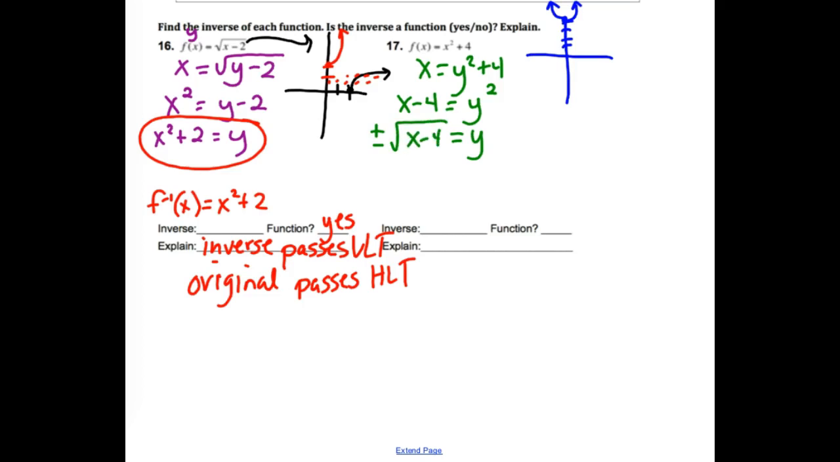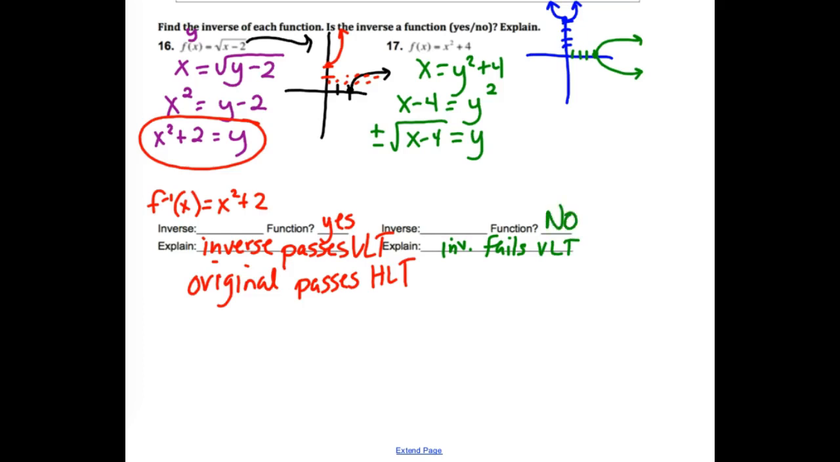Now, is that going to be a function? Well, if we graphed it, it's a square root graph that's been moved to the right 4. But we have the positive branch of it, and we have the negative, or the reflected over the x-axis branch. So that would fail a vertical line test. So we can say inverse fails vertical line test, so it is not a function.